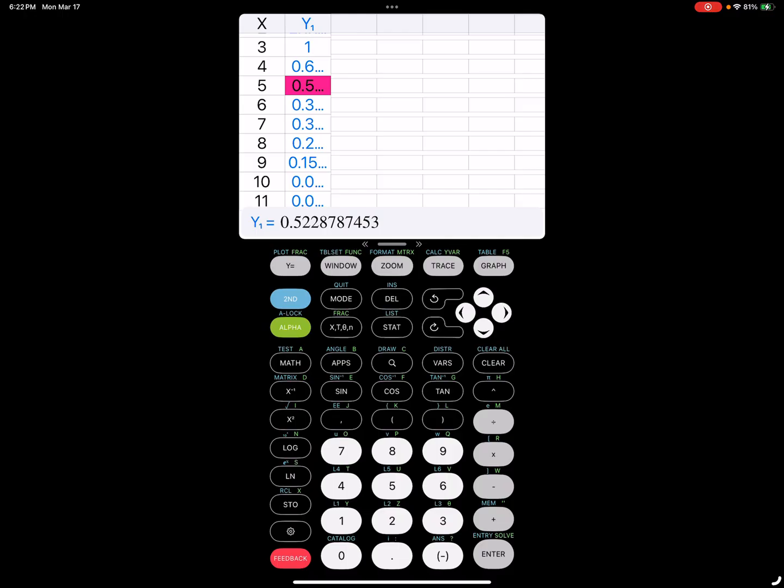So if we go second table, I don't know why it might be on. It's not. I turned it off. It is second y equals. No, that's not it. I'm just going to reset it. Okay. It's the easiest way.